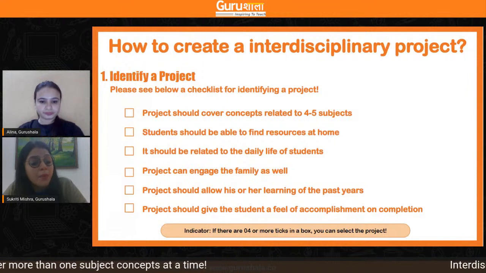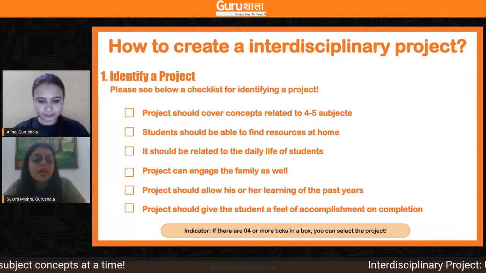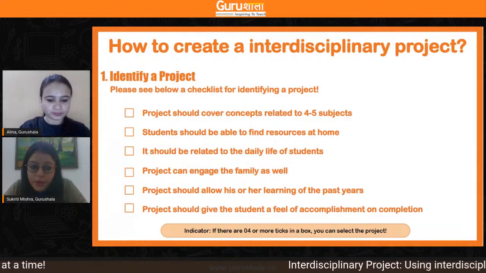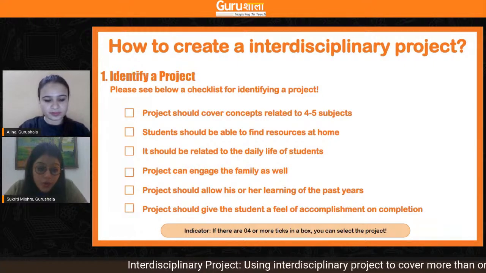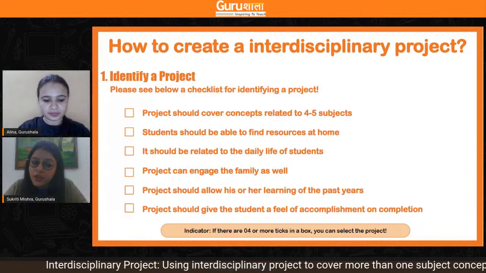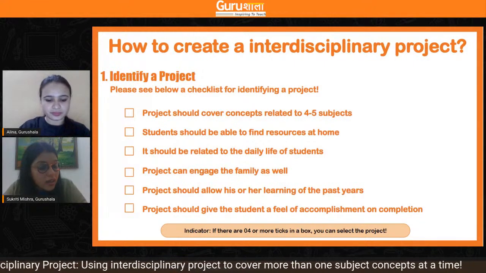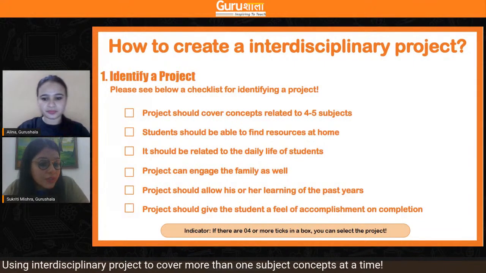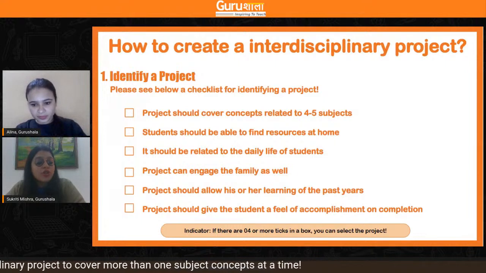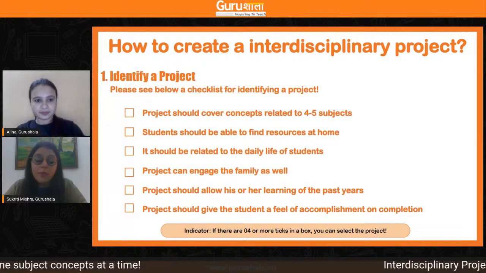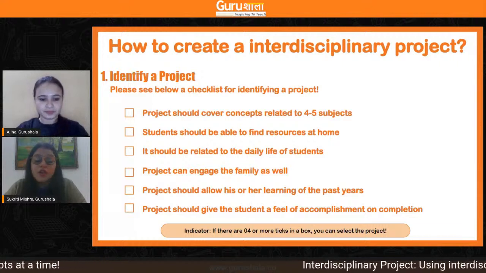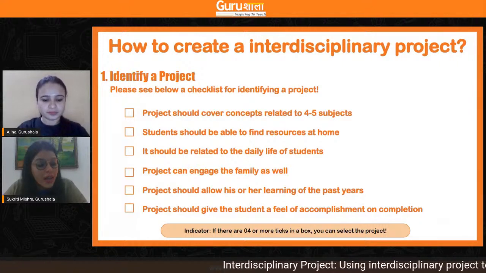And finally, the project should give the student a feeling of accomplishment on completion. So once the student is done with the project, there shouldn't be a feeling of relief that, oh, I'm finally done. It shouldn't be a stressful activity. Instead, the project should give the student a feeling of accomplishment. They should feel like what they have created is of value to them, to their education, and to their life.